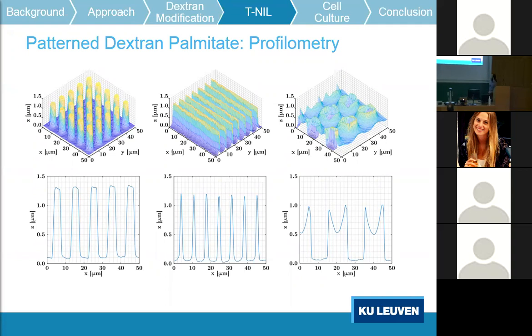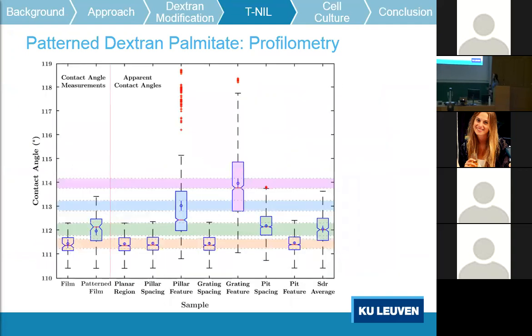contribute to that. And what we have here on the very left are the contact angle measurements of the unpatterned and patterned films. And you can see that they are both quite hydrophobic materials at around 111 to 112 degrees. And then I wanted to see how the roughness of the various regions in these patterns could influence this property. So how it would influence the apparent contact angle of the material in a sense. And if you look here, we have the planar regions of the material, and all the lower regions of the patterns have a very similar property as the film.